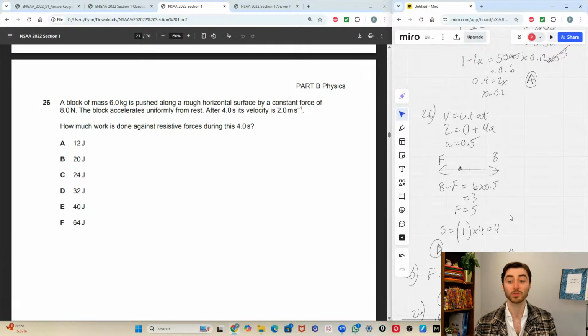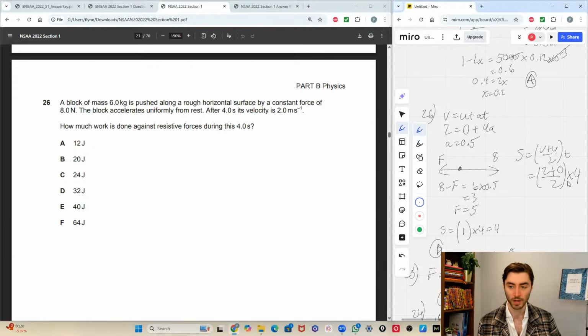That was pretty self-explanatory. The only thing I might need to explain a bit more is where the 4 came from. So distance is average speed times time. So it is 2 plus 0 over 2 times 4. So that gives you the 1 over 4 is 4. And then work done is force times distance, which gives you 20, which is B.